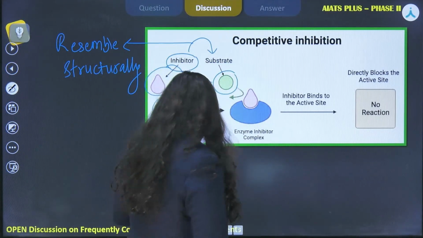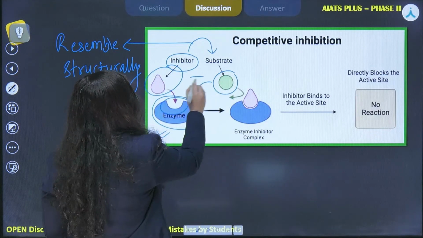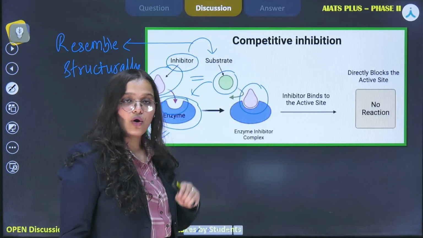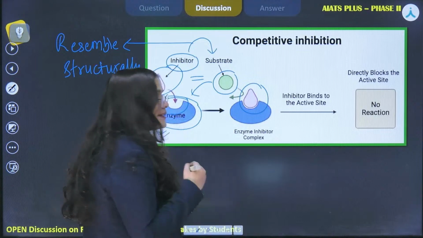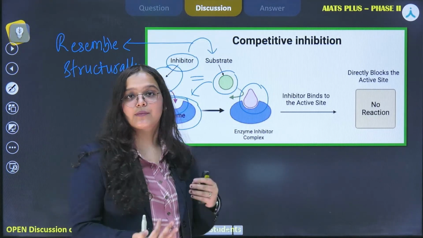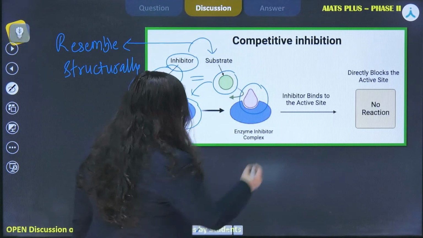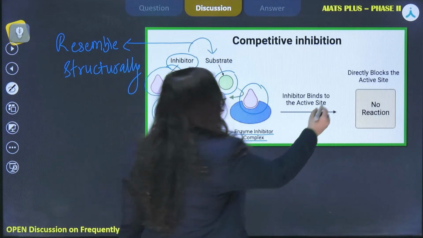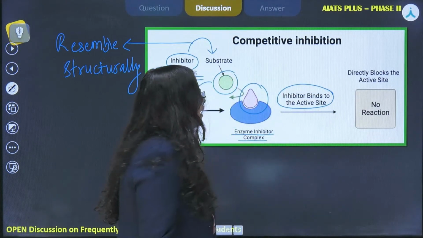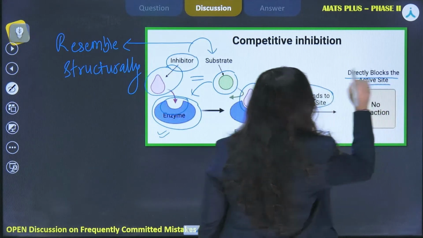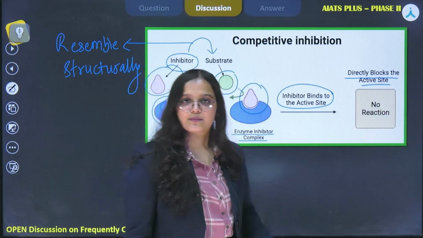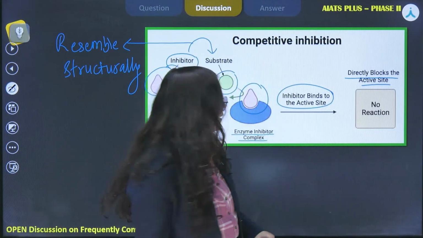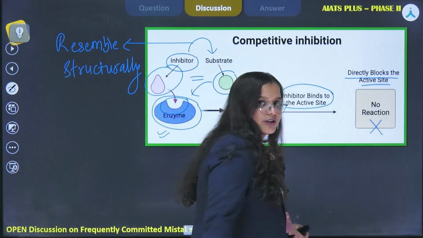So in the image we can see that due to structural similarity, the inhibitor got attached to the active site of the enzyme, and instead of the formation of the enzyme substrate complex, there is a formation of enzyme inhibitor complex. So the inhibitor binds to the active site and it directly blocks the active site. Since the active site is blocked, no more substrate can bind to it, there will be no formation of enzyme substrate complex, and therefore there will be no reaction.